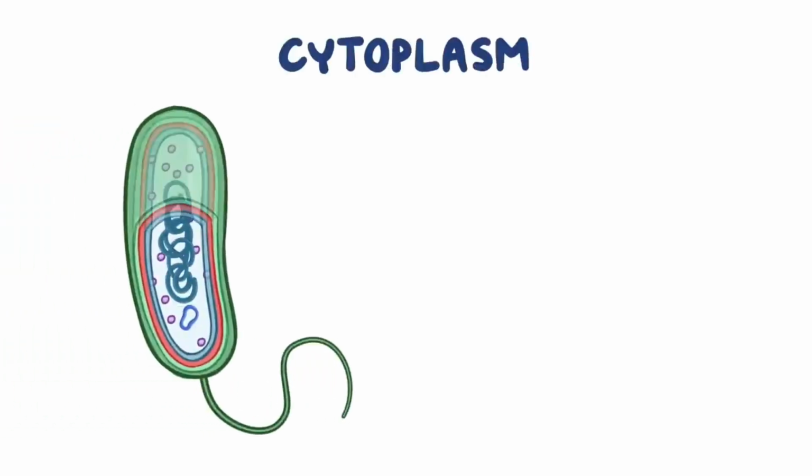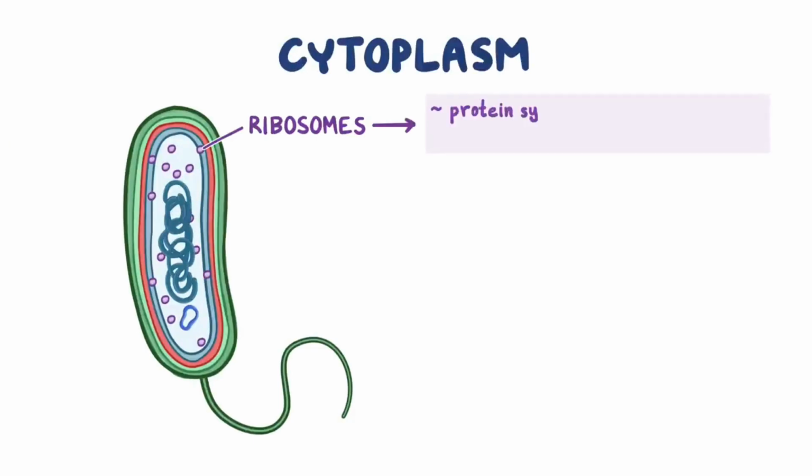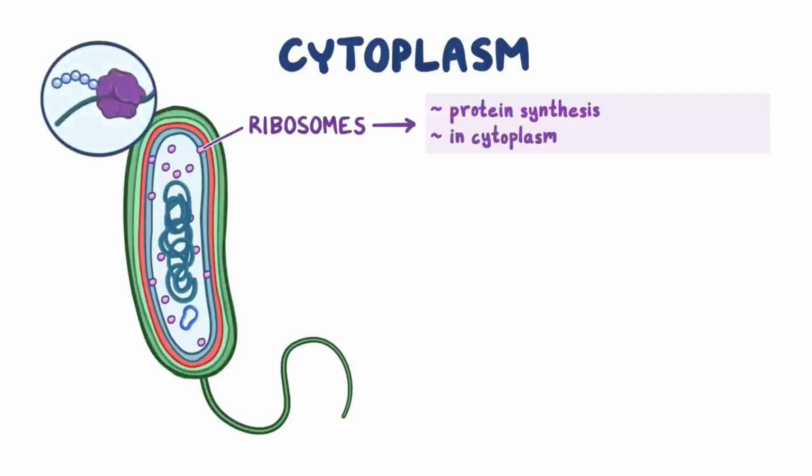Moving to the cytoplasm, which is the inner part of the cell wall, and contains ribosomes, which do protein synthesis in the cell. The plasma membrane is also called the cytoplasmic membrane.